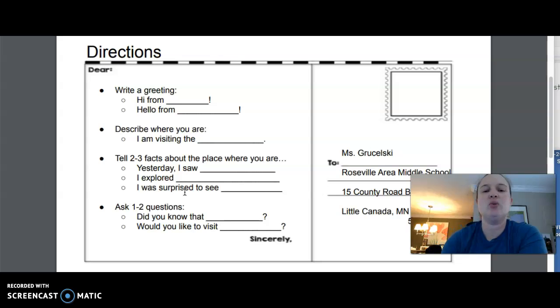So you can use the sentence starters. Yesterday I explored, blah, blah, blah. I was surprised to see, blah, blah, blah. And then ask 1 or 2 questions.